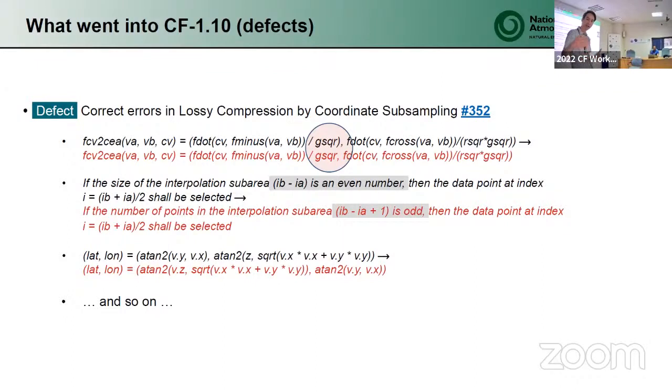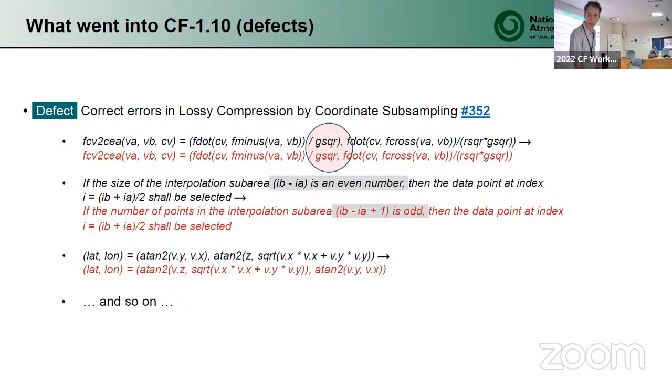So the original text in black says the interpolation subarea has size IB minus IA plus 1, yet we're being instructed to do something if IB minus IA is even. Does it mean that number or the size of the interpolation area? Just a bit of a mess. So that one was quite subtle.